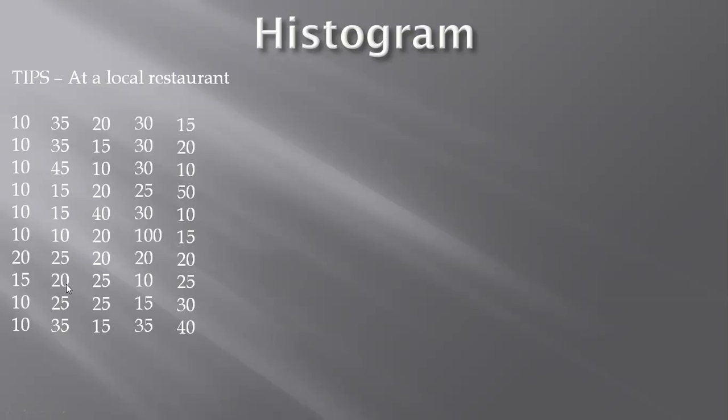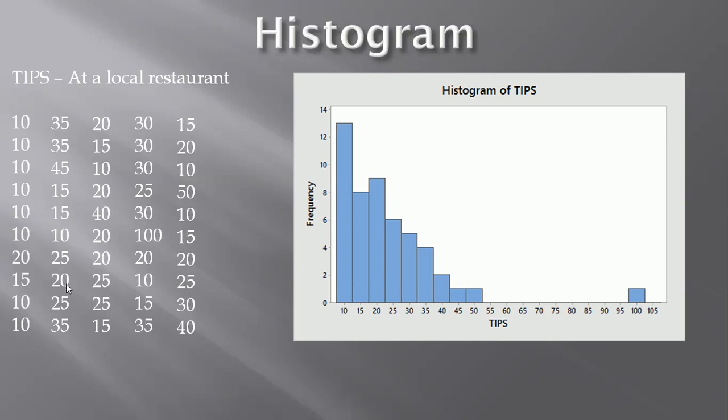What we do is we make a histogram out of this. You can see that for the amount of rupees 10, how many times was it given? It's 13. Otherwise you will have to count it like this. So making a histogram with Minitab is easier for you. Don't worry, we'll be teaching you this once we have finished the presentation.